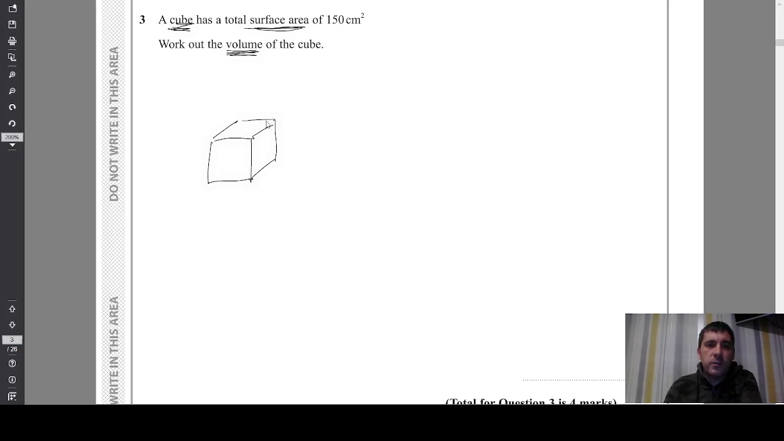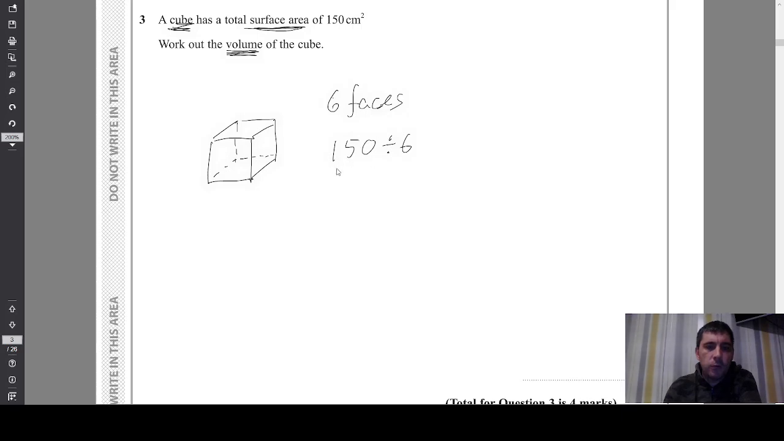So surface area is all faces, so the sum of all areas. So let's check how many faces. A cube has 6 faces. Okay, so we can see 1, 2, 3, and the other 3 would be behind, so we can't see those unless I make a kind of transparent cube. Okay, so then we could count 6 faces altogether. Okay, so let's work out what is the area of one face. So 150 divided by 6.